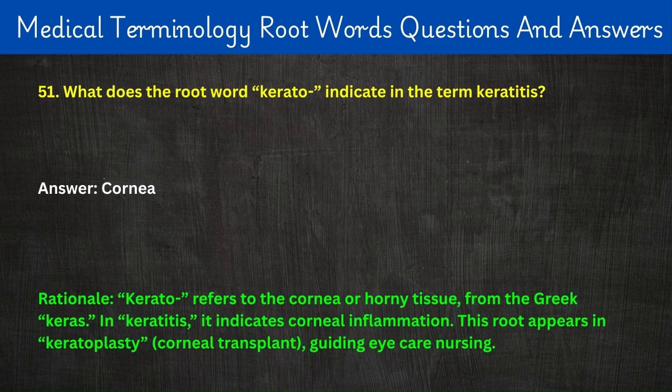51. What does the root word kerato- indicate in the term keratitis? Answer: cornea. Rationale: Kerato- refers to the cornea or horny tissue, from the Greek keras. In keratitis, it indicates corneal inflammation. This root appears in keratoplasty, corneal transplant, guiding eye care nursing.